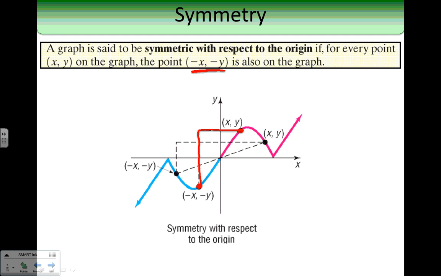Again, to get from point A to point B, we would first have to reflect across the y-axis, giving us a negative x value, and then across the x-axis, giving us that negative y value. So if it's symmetrical with respect to the origin, if we have a point on the graph, its opposite point also has to be on the graph, complete opposite.